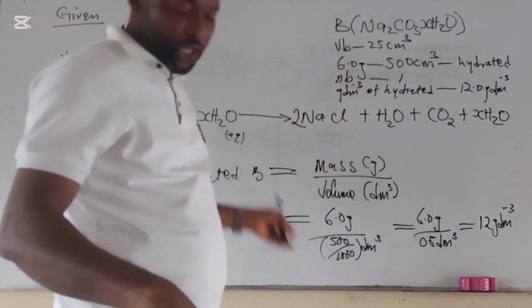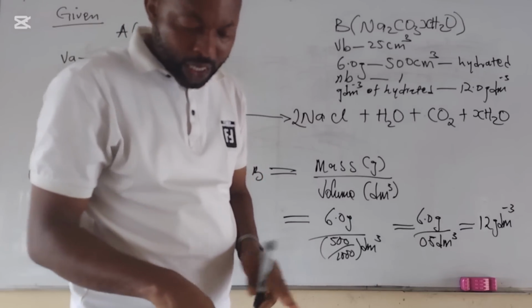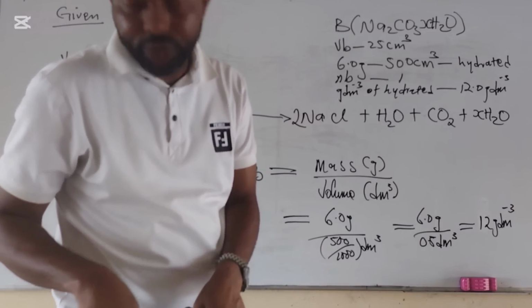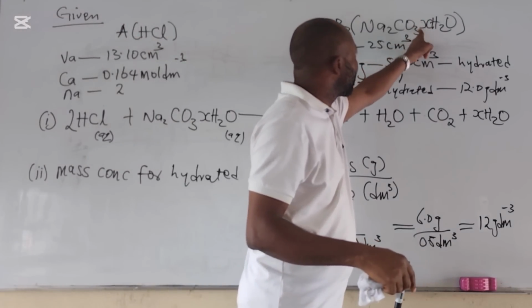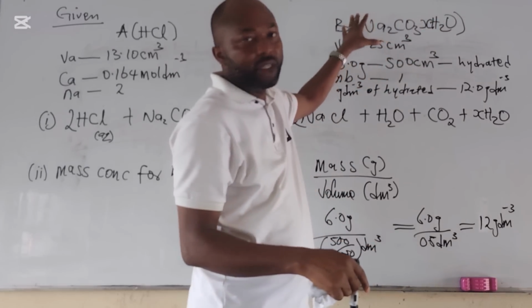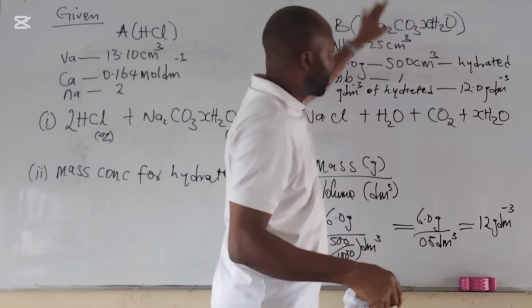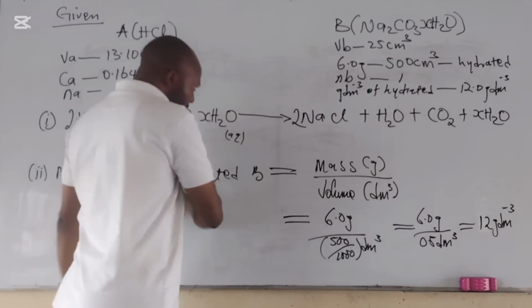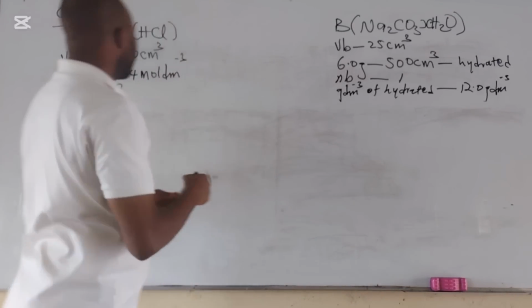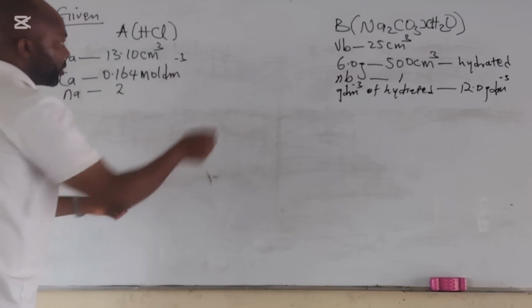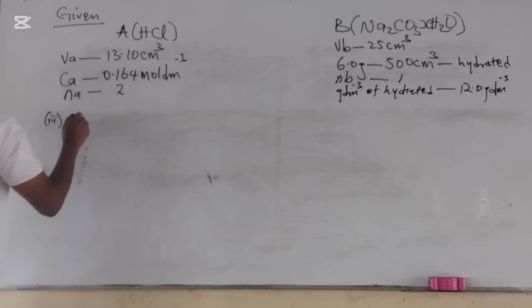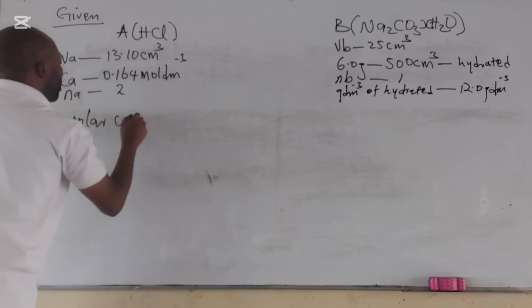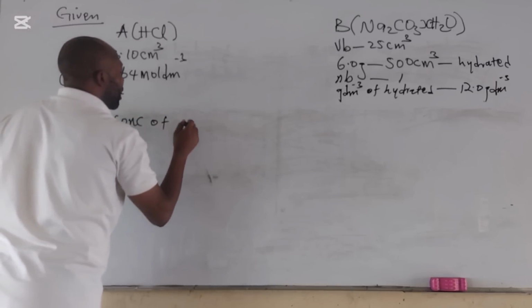Now we've taken the second question. Let's look at the third. They say the molar concentration of anhydrous. We're going to solve that of anhydrous, which means when you cut this out, what is left is anhydrous. They are asking for the molar concentration of base. So permit me, let me take this one out. Molar concentration of anhydrous B. So let's call that 3. Molar concentration of anhydrous.